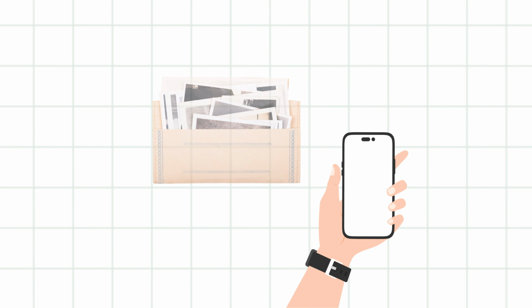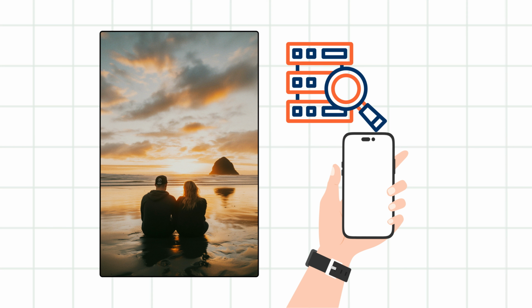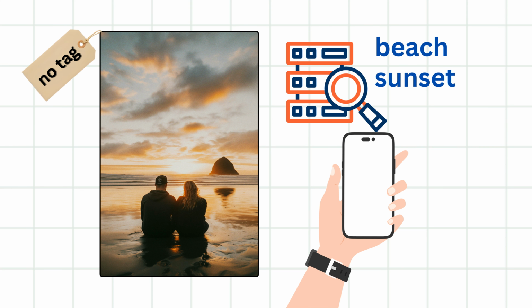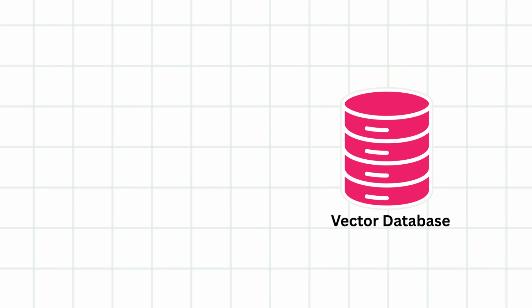Imagine you save 10,000 photos on your phone, and later you want to find a photo where I'm at the beach during sunset. A normal database can only search using exact tags like beach or sunset, so if the photo was never tagged, it simply won't be found. This is where a vector database helps.